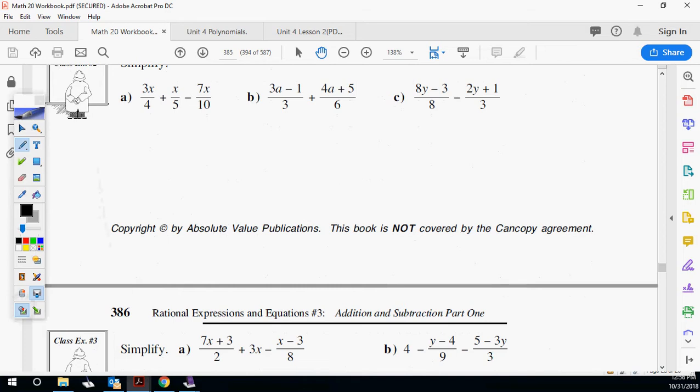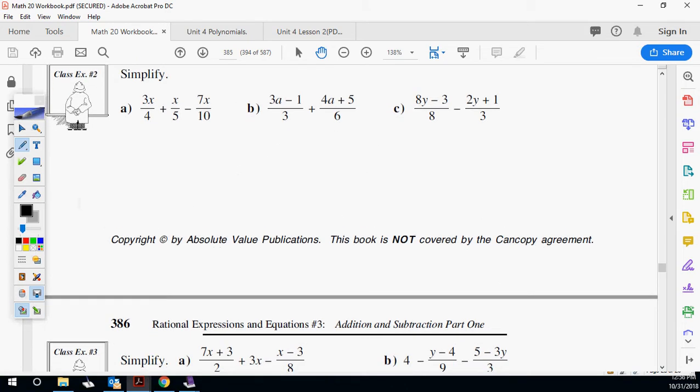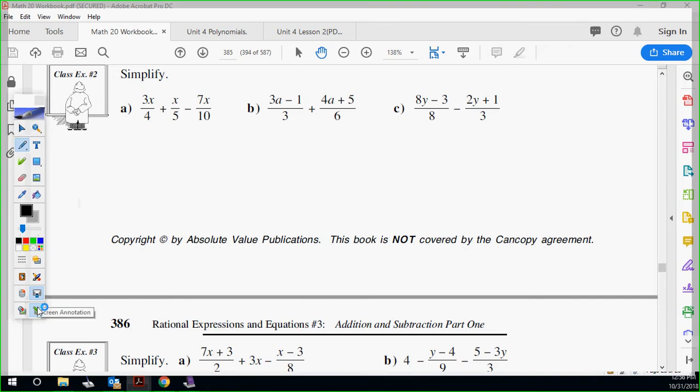But in this case, are there any restrictions on these ones? There are no restrictions on these ones because why? There are no variables in the bottom. Denominators are a problem. Dividing by 0 is our problem. So that's what you're looking for.